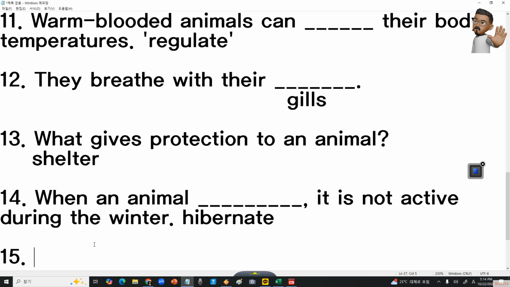Number 15 is this. A food chain has a producer, a blank, and a decomposer.